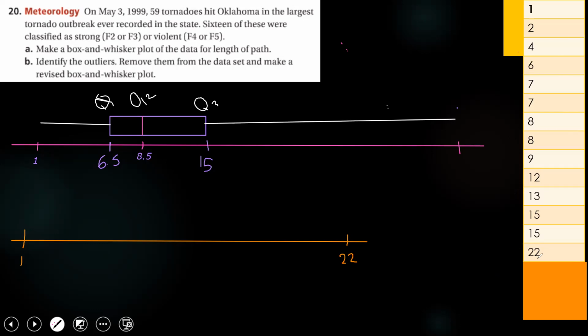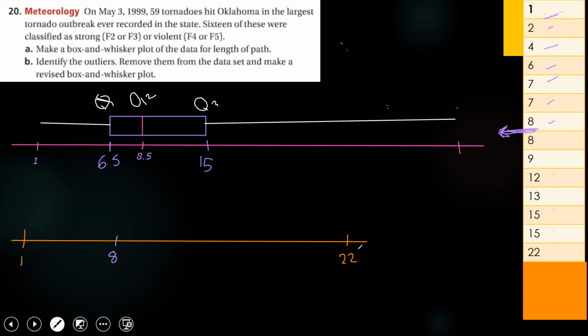Then let's now find the median, or you can call it Q2. Since we have 14 data values, we have an even number, so let's count: 1, 2, 3, 4, 5, 6, 7. So where will the median, or Q2, be? It will be here. Is it right? 8. Yeah. So at point 8, we have now the Q2.